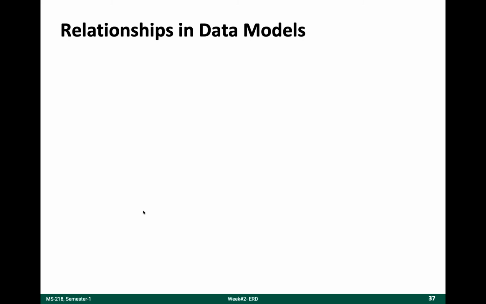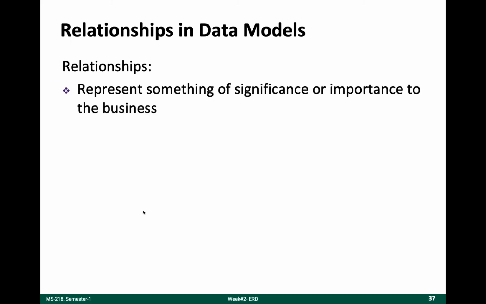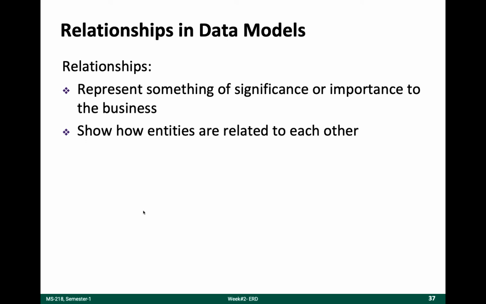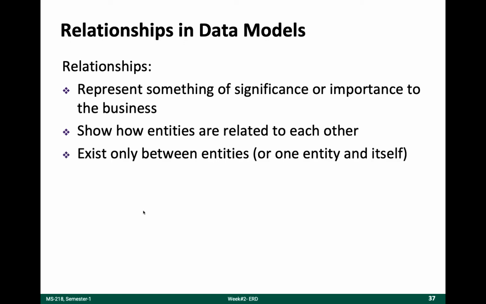So relationships in data models represent something of significance or importance to the business and show how entities are related to each other. Relationships exist only between entities. Relationships are not between attributes and attributes; they are between entities and entities. There are even some recursive relationships, one relationship with the same entity. It could be possible, and we will see some examples later on. But for simplicity, relationships exist only between entities.